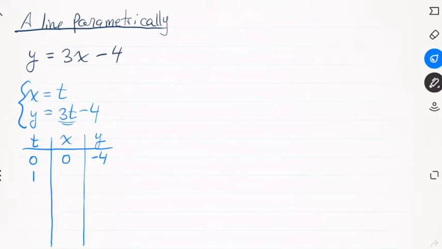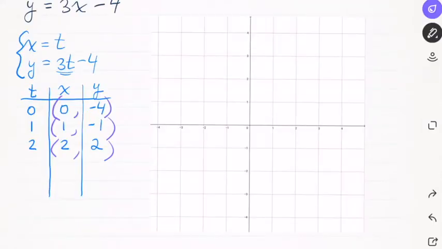If we let t equal 1, x is going to equal 1. Y is going to equal negative 1. And then if t is equal to 2, we get x is equal to 2 and y is equal to 2. So I would plot 0, negative 4 here. I would plot 1, negative 1, and then 2, 2. And that, of course, is going to give me a nice line. I'm going to try to draw it as straight as I can. It's not too bad. All right, so that would be our line.